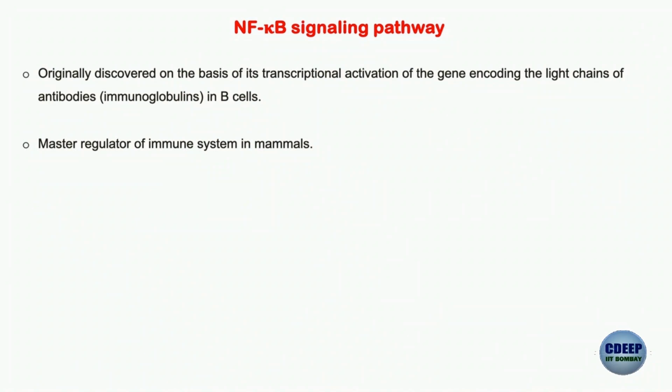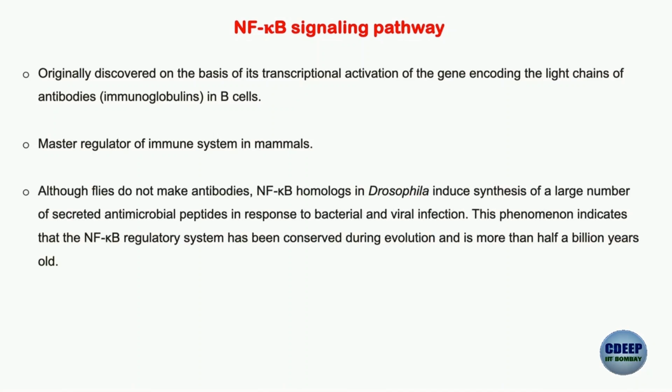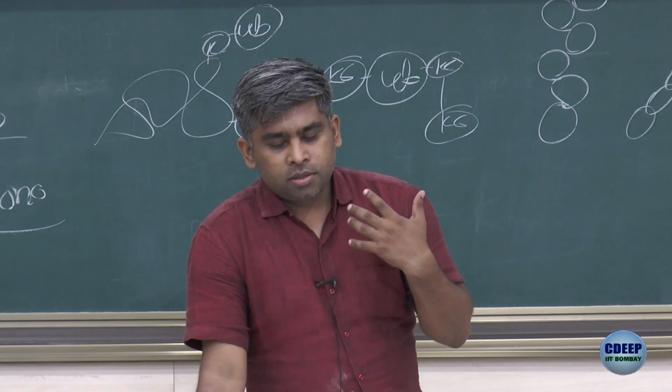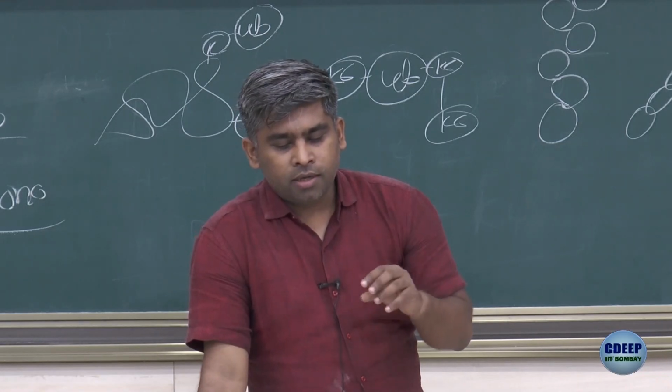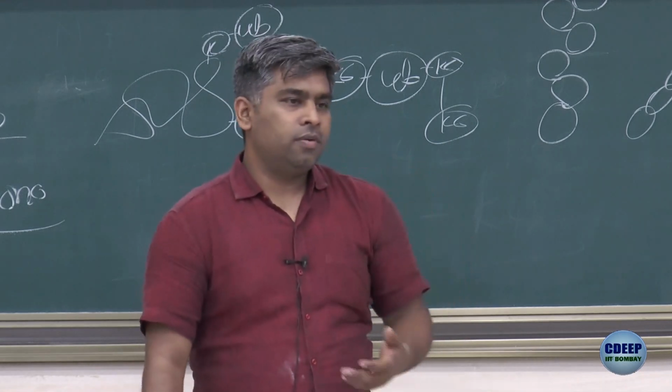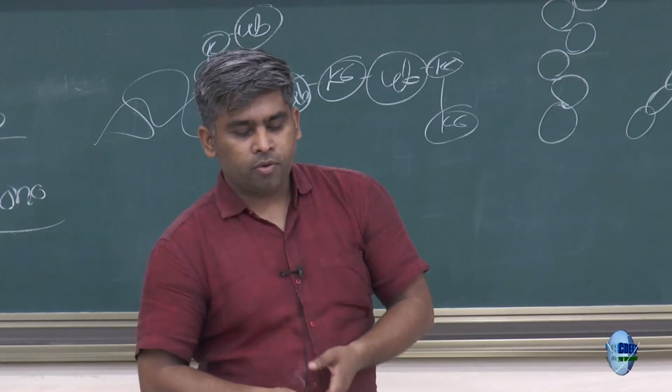After years of research, people think it is a master regulator of the immune system in mammals. Interestingly, this pathway has been studied in flies as well. Even though flies do not have an immune system and do not make antibodies like we do, whenever there is a bacterial or other infection, they make antimicrobial peptides. That is how this pathway was discovered in flies.